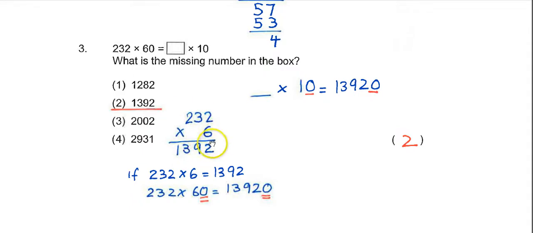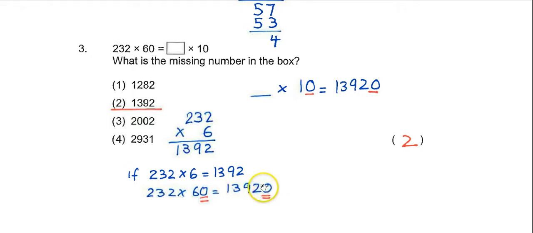Now next over here, what you need to do is just remember what this means. Let's start with this first. I would do 232 times 6 first. I ignore the 60 and put 6 first, so I get a number. If 232 times 6 is 1392, then 232 times 60 should be with the 0. The answer should have an additional 0 here.